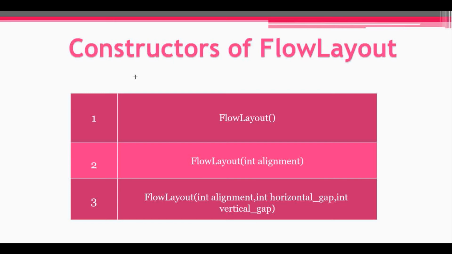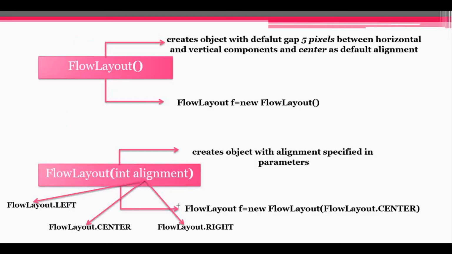Now let's see the constructors of flow layout. The FlowLayout class provides 3 constructors. The first one is the default, the second one takes 1 integer parameter, and the third constructor takes 3 integer parameters. We will see each constructor in detail. The first constructor creates an object with a default gap of 5 pixels between horizontal and vertical components and center as the default alignment, and can be used like this. The second constructor with 1 integer parameter creates an object with the alignment specified in the parameter. So there are 3 constants, left, center and right, and it can be used like this.